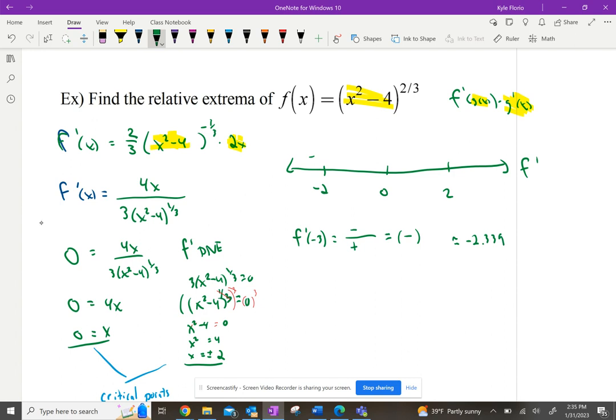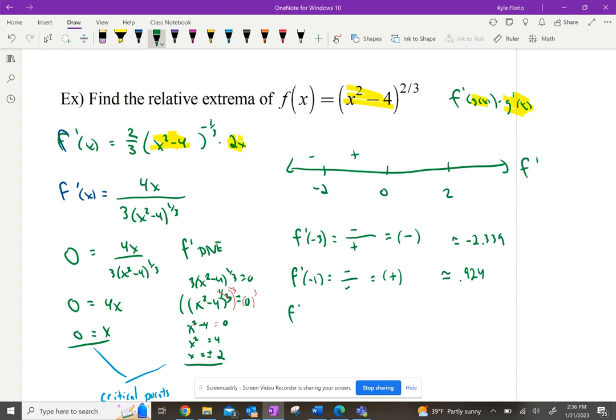If I put in a number between negative 2 and 0, let's try negative 1. 4 times negative 1 is going to be negative 4. So that's going to be a negative on top. If I put a negative 1 in here squared, negative 1 squared is 1. 1 minus 4 is going to be a negative number. So negative 3 to the 1/3 is still going to be negative. Times the 3 is still going to be negative. So I'm going to have a negative divided by a negative, which is going to give me a positive. And it looks like I got about 0.924 when I did it out.